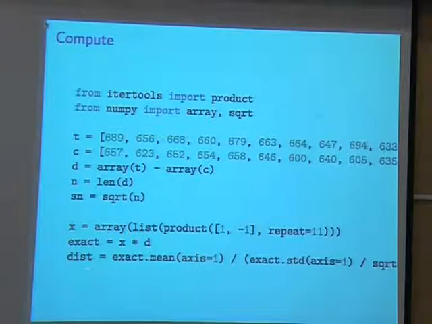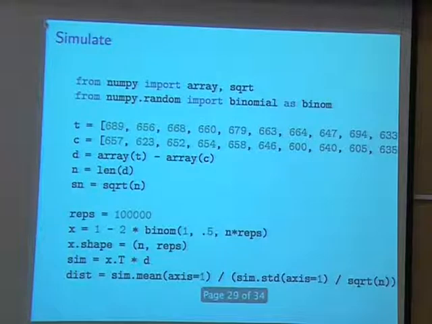And now I'm going to get the distribution. So I'll just get the distribution of my test statistics. So I'm going to get the mean of my exact, and divide it by the standard deviation divided by the square root of the number. Right. So now this is under the hypothesis condition on my data. This would be the distribution of the test statistic I would expect to observe. Simulated version, same sort of thing.